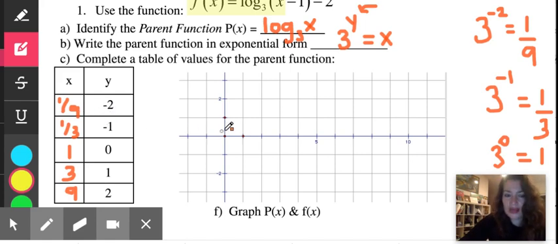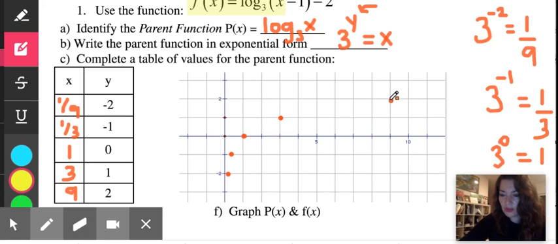So we're going to go ahead and graph that. So when y is -2, x is 1/9, so that is really close to 0. I'm going to put a point here. When y is -1, x is 1/3, that's about 0.33, so it's going to be about here. When x is 1, y is 0, that's going to be a point right here. And when x is 3, y is 1, we have a point here. And when x is 9, y is 2.